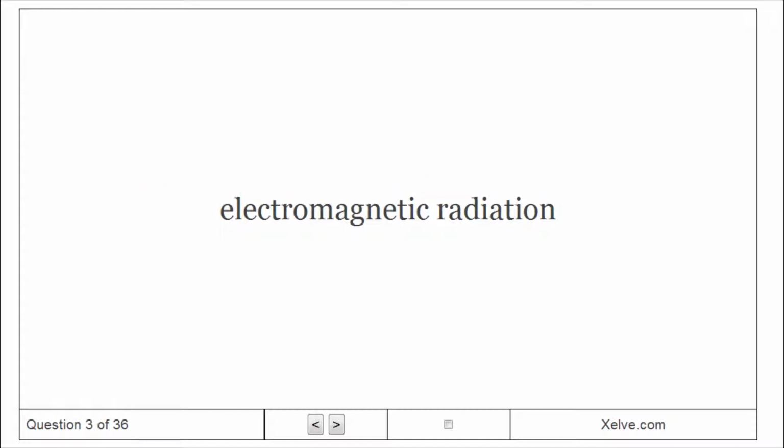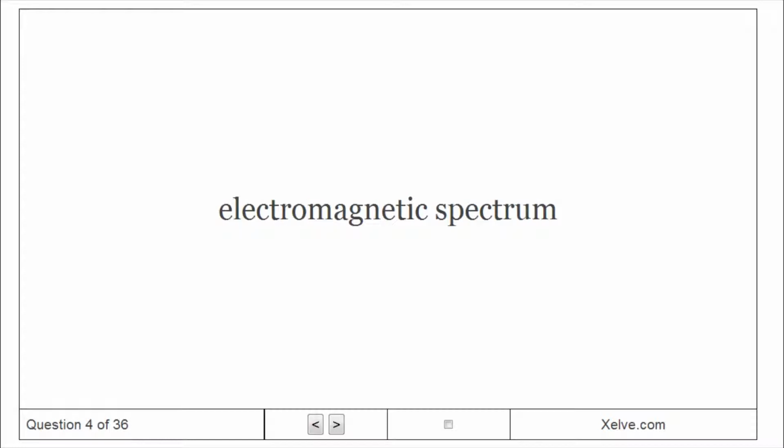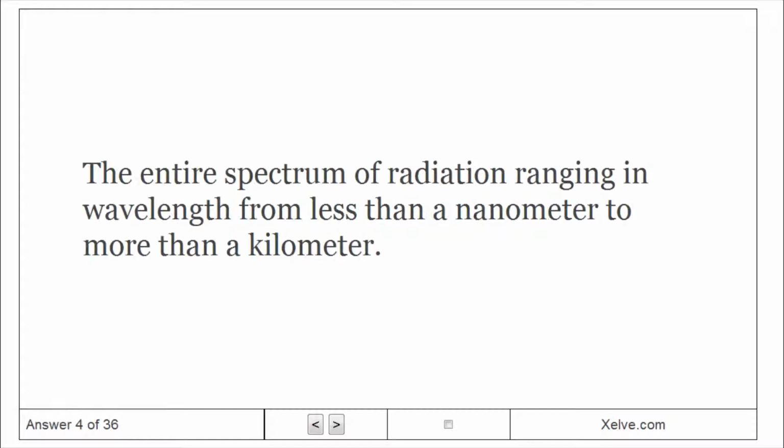Electromagnetic radiation. Radiation consisting of waves of energy associated with electric and magnetic fields resulting from the acceleration of an electric charge. Electromagnetic spectrum. The entire spectrum of radiation ranging in wavelength from less than a nanometer to more than a kilometer.